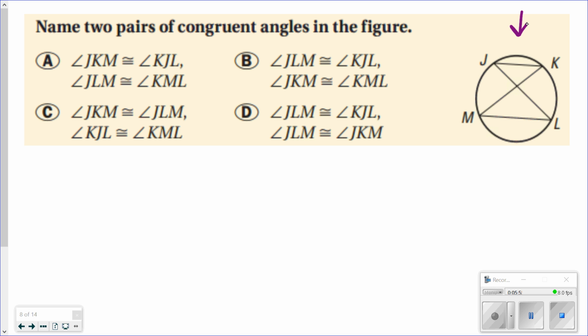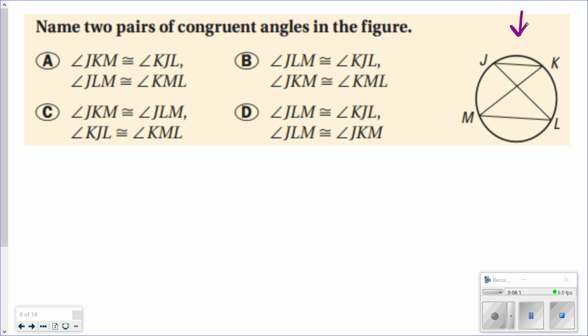Answer choice C, angle JKM is congruent to angle JLM. Angle KJL is congruent to angle KML. Or D, angle JLM is congruent to angle KJL. Angle JLM is congruent to angle JKM.